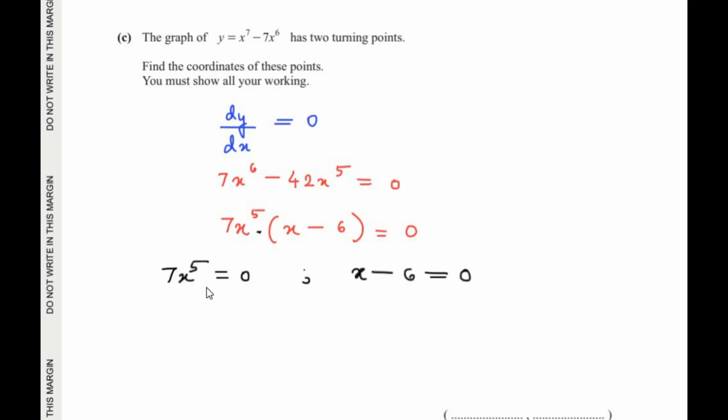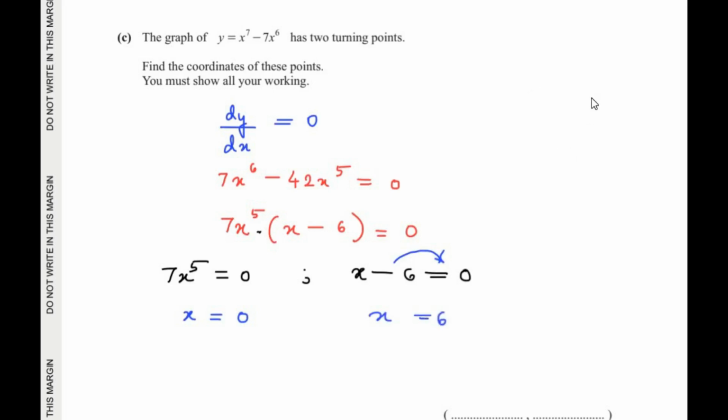Now we are going to equate each factor equal to 0. So 7x to the power of 5 equal to 0 and x minus 6 equal to 0. Now here taking 7 on the other side, 0 divided by 7 we get 0, and taking the power of 5 on the other side, now fifth root of 0 will again give us 0. So this value of x becomes 0. So the first value of x we got here is 0. Now for the second one we are going to send the negative 6 on the right hand side. So we get here x equal to 6.